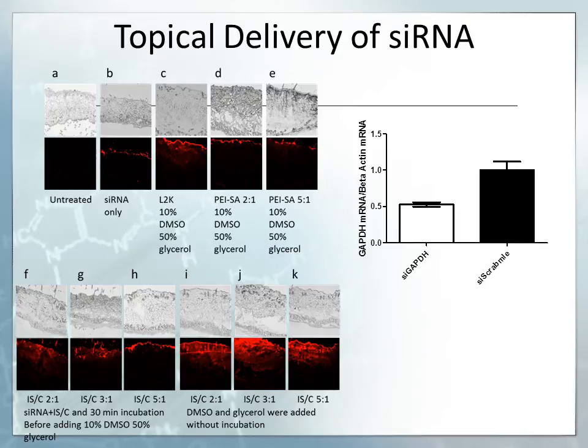So we applied the nanotube with DMSO and glycerol to deliver Cy5-labeled siRNA topically to shaved mouse skin. Here, it showed decent penetration of the siRNA into the skin compared to the untreated one, the siRNA only, and other controls. And it reduced the gene expression in the skin by around 50%.